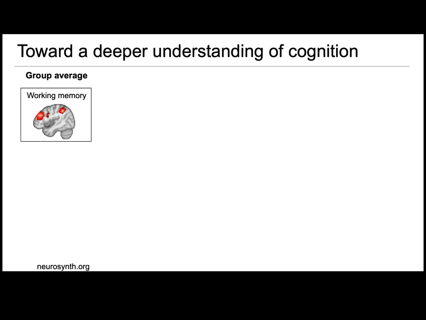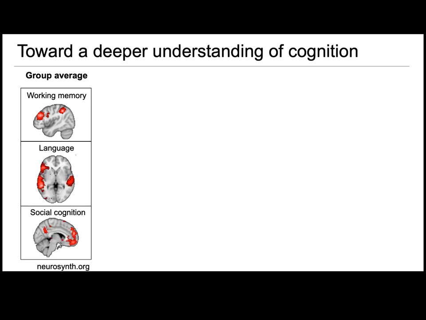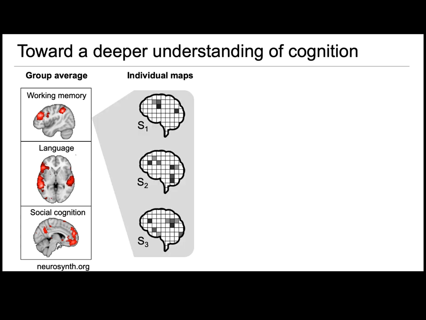So for example, if you do, oh shoot, the bottom of my slides are cut off, that's unfortunate. There's a citation to Neurosynth on the bottom there, but essentially if you do these large-scale meta-analyses of hundreds and thousands of studies and you query things like working memory or language or social cognition, you come up with these general maps that we in cognitive neuroscience might have been able to draw on our own. But we know that the individual subjects that went into these maps might all look slightly different.